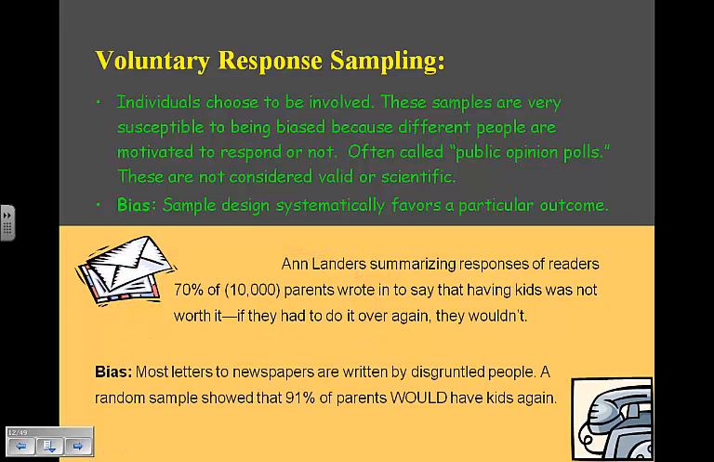That's a biased poll, because most of the letters to newspapers are written by disgruntled people. They're people who are angry. Maybe they just had a fight with their kids and they saw this and said, I'm going to write her in. So they wrote a letter, and of course she got this overwhelming response. A random sample showed that 91% of parents would have kids again. So you can see the difference between what a random sample shows versus what a voluntary response sample shows. Be very careful with voluntary response samples.